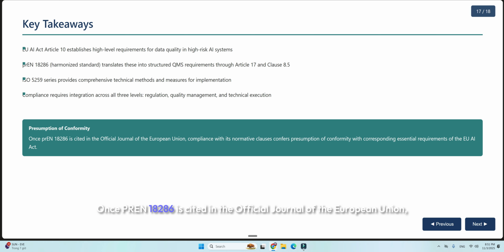Once prEN 18286 is cited in the Official Journal of the European Union, compliance with its normative clauses confers presumption of conformity with corresponding essential requirements of the EU AI Act. Presumption of conformity is powerful. It shifts the burden. Instead of having to prove you meet the AI Act's requirements from scratch, you demonstrate that you've implemented the harmonized standard, and conformity is presumed unless proven otherwise.